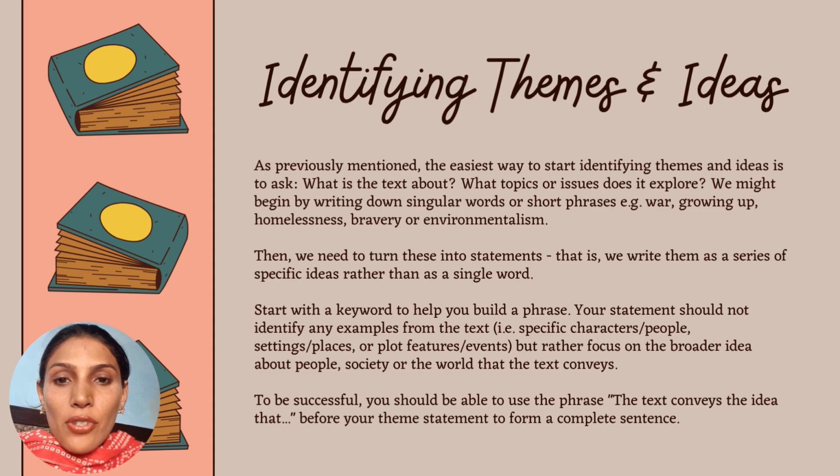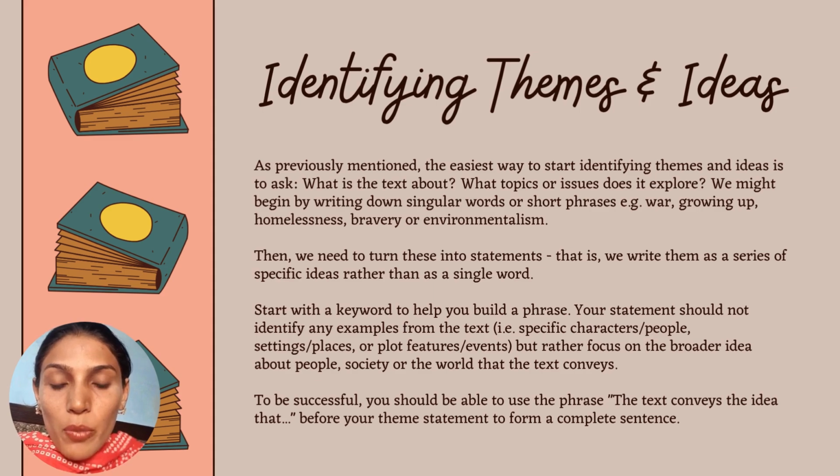As previously mentioned, the easiest way to start identifying themes and ideas is to ask what is the text about? What topics and issues does it explore? We might begin by writing down similar words or short phrases: war, growing up, homelessness, bravery, or environmentalism. Then we need to turn them into statements, that is, we write them as a series of specific ideas rather than a single word. Start with a keyword to help you build a phrase.